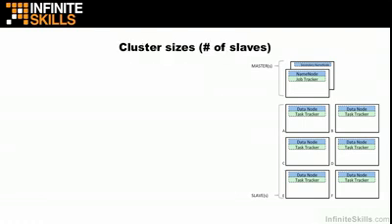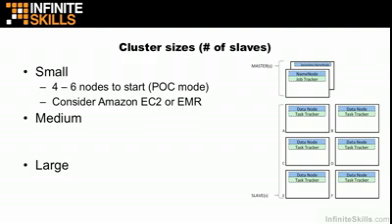When we talk about the size of a cluster, we're typically referring to the number of slaves. Again, the master nodes will probably be just 2 or 3 per cluster, whereas you may have many slaves in a single cluster. For a small, medium, and large, we typically break it down like this. A small is about 4 to 6 nodes at the start. This is typically when you're in proof of concept or POC mode.